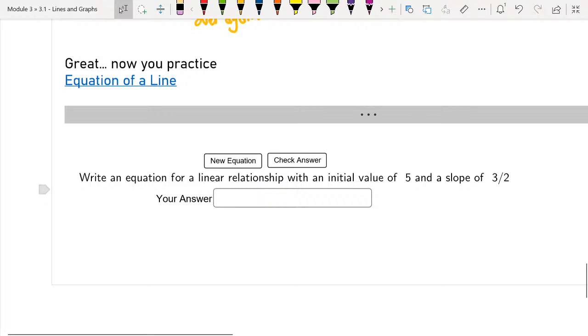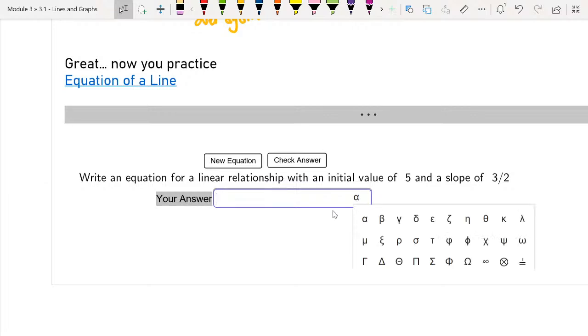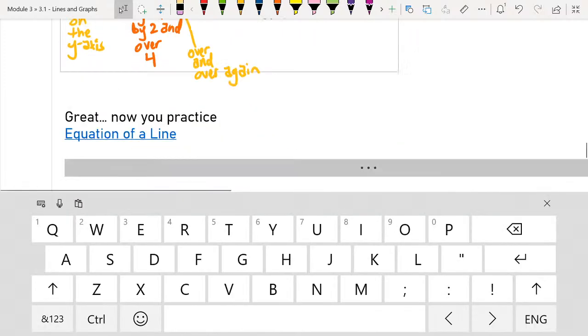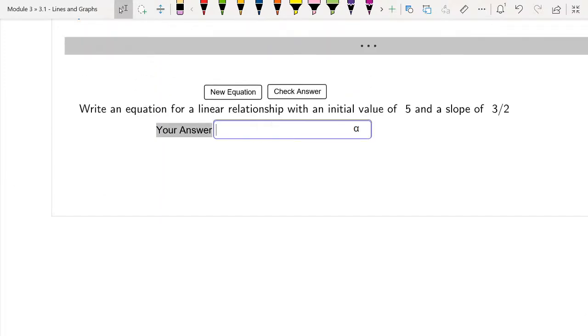So let's take a look here. What does this say? Write an equation for a linear relationship with an initial value of 5. And a slope of? Up 3 over 2. Beautiful. So going up 3 over 2. So what we're going to say then, when we go to punch this in, and I need a keyboard. Do I have a keyboard on here? I do.